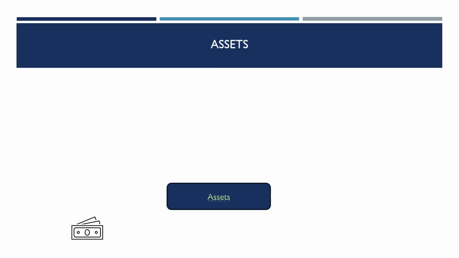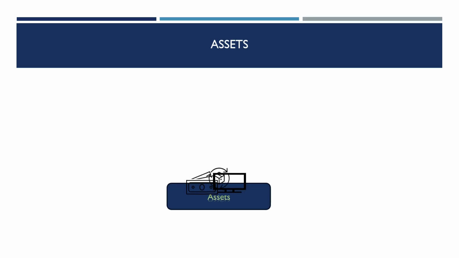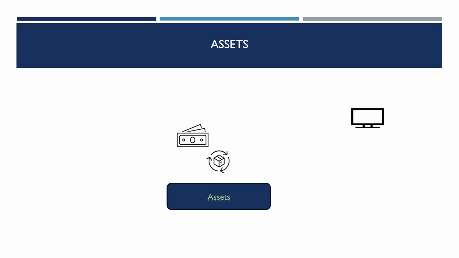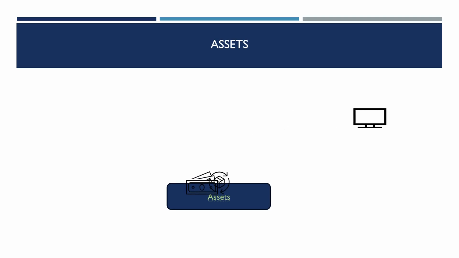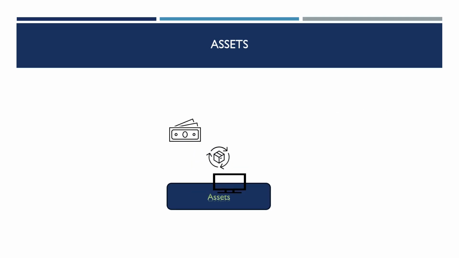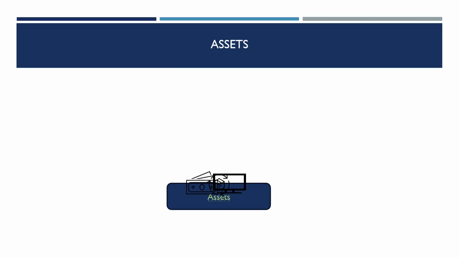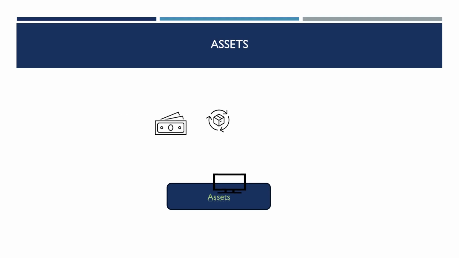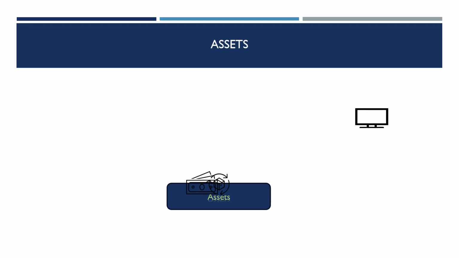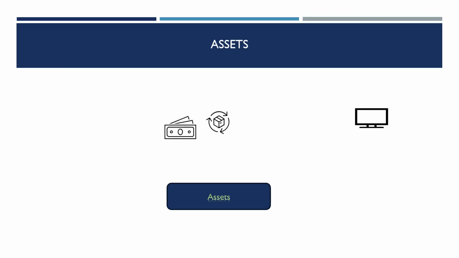Assets are everything the business owns that has economic value. Examples of assets include cash, bank balance, inventory, equipment, buildings, and money receivable from customers. Assets represent where the money is used. If your business buys a laptop, cash decreases but equipment increases. Total assets still remain the same.